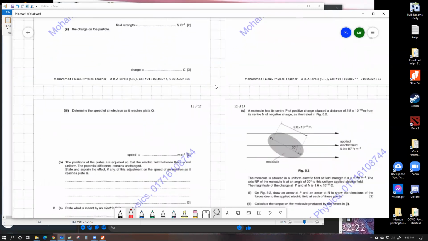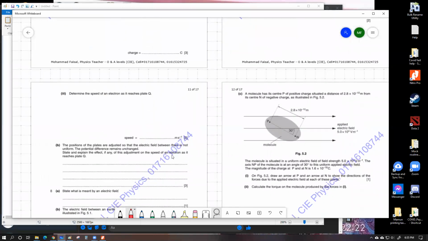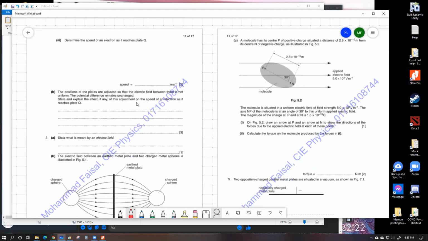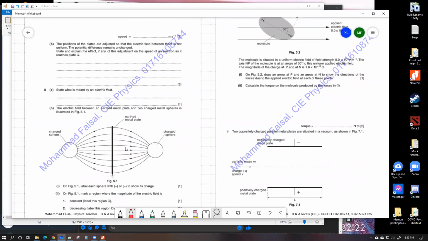Then it says determine the speed of the electron. বুঝছি। আচ্ছা এখন পারবা? হ্যাঁ। আচ্ছা ঠিক আছে, ওই ইকুয়েশনটা দিয়ে করছি। আচ্ছা, নাম্বার 8 এর ড্রয়িংটা নিয়ে আমি একটু আলাপ করব। State what is meant by an electric field.